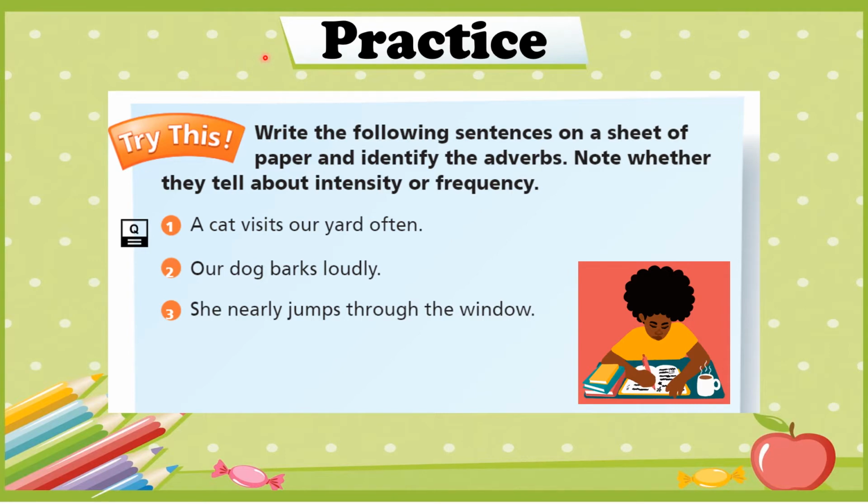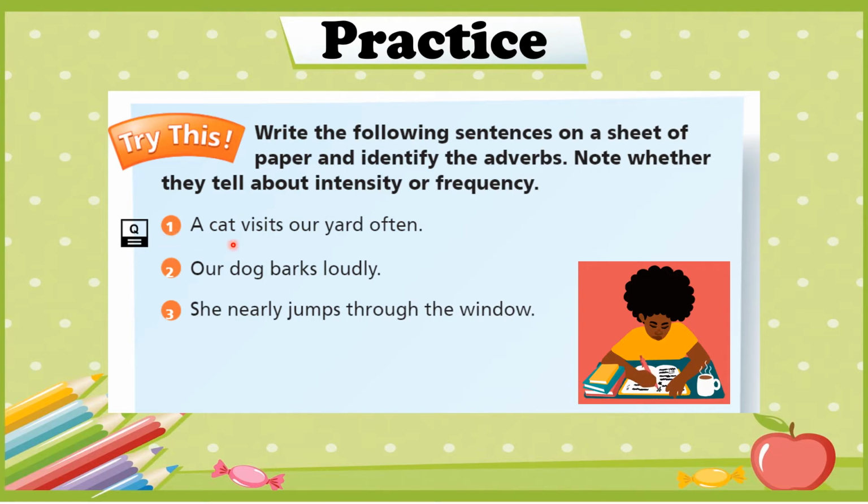Now let's do some grammar practice. Write the following sentences on a sheet of paper and identify the adverbs. Better yet, you can write your answers in your English 2 copybook. Note whether they tell about intensity or frequency. So again, intensity tells about the degree of the action done, while frequency tells about how often an action was done or is being done.